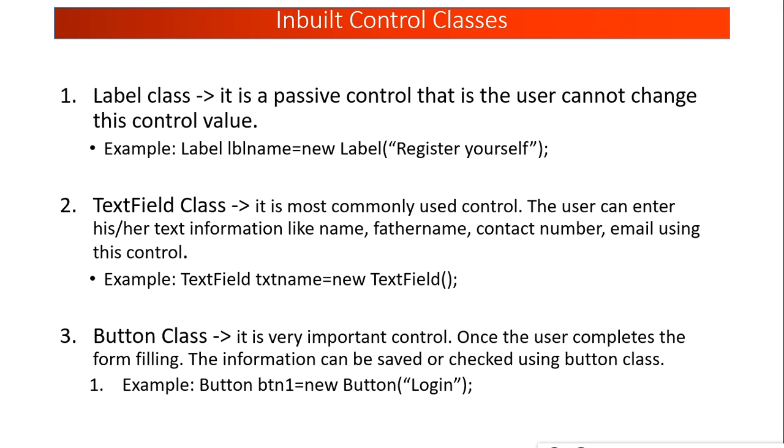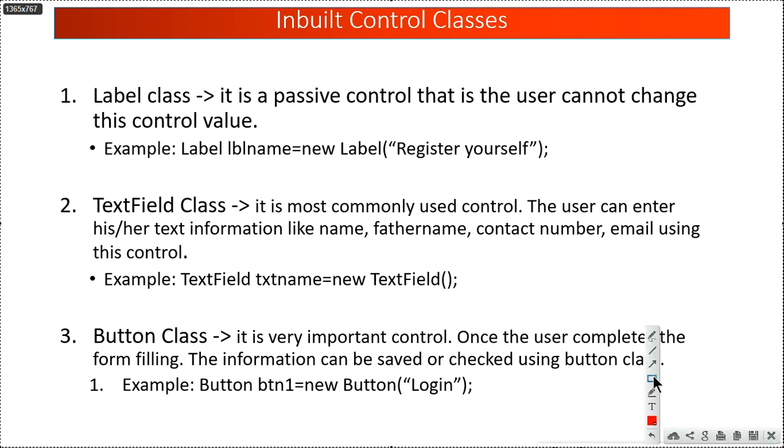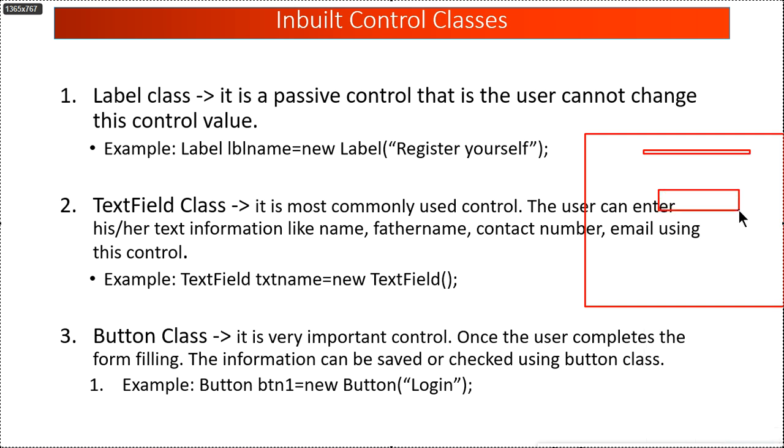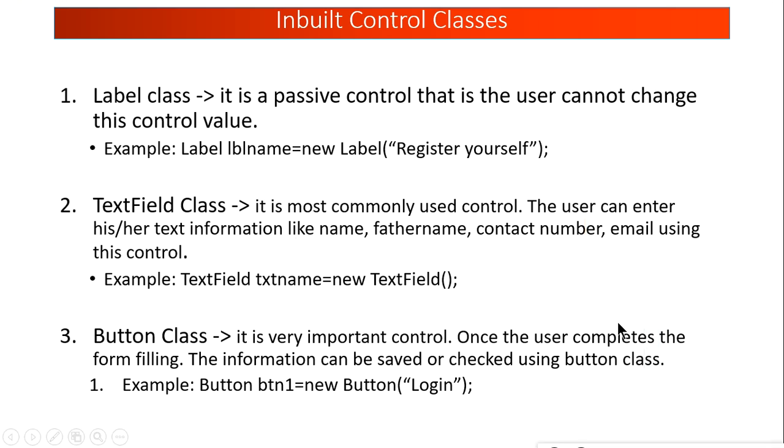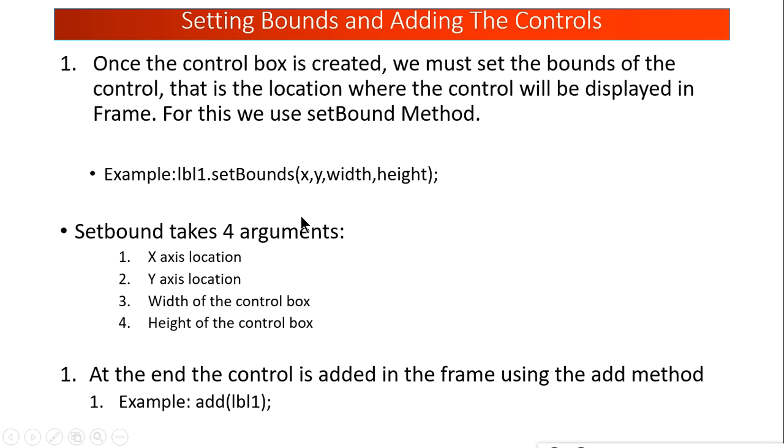Three main classes we will be using in creating a login form. One is the label class, if we want a label here like register yourself, followed by two text fields, followed by the button class. So you have to use three class objects. This is how you will create the object of the label class, text field, and the button class. Once you create the object, you have to add them. Before adding, you have to set the bounds by yourself.